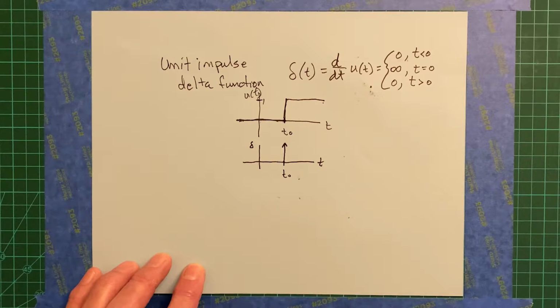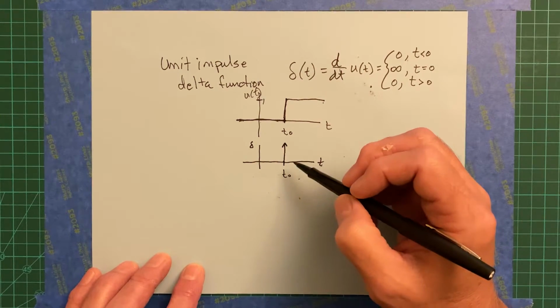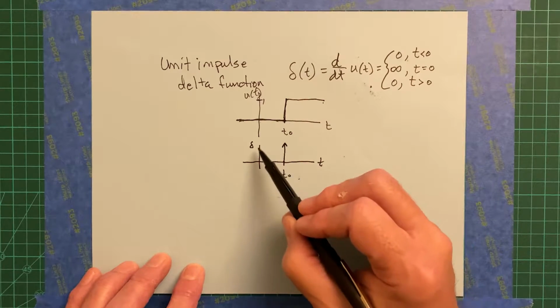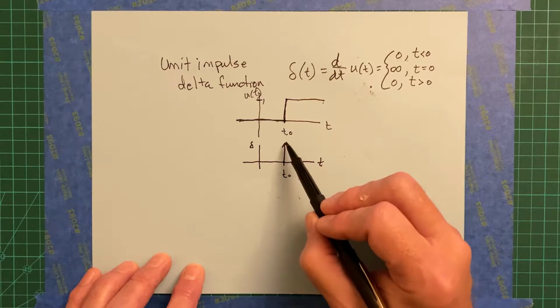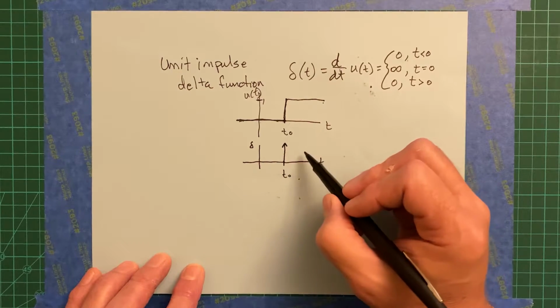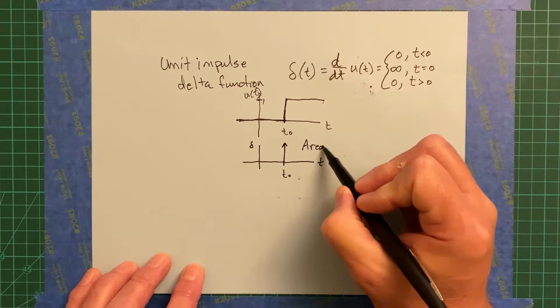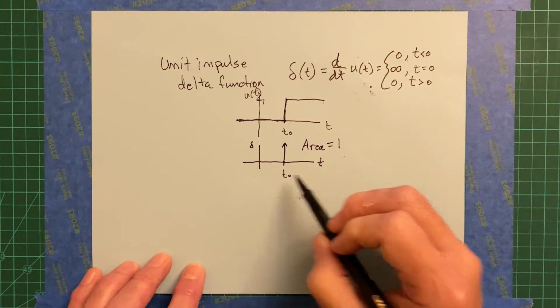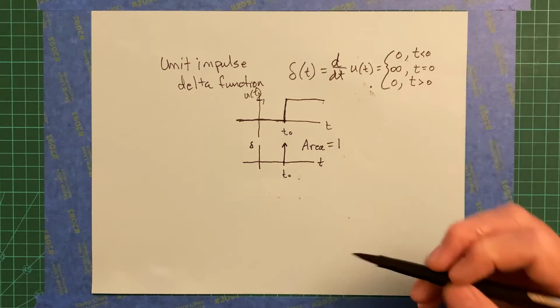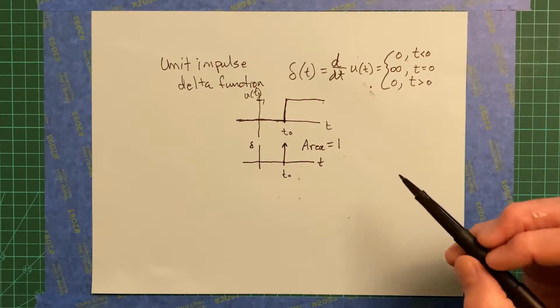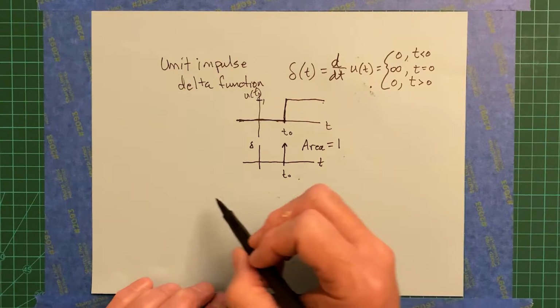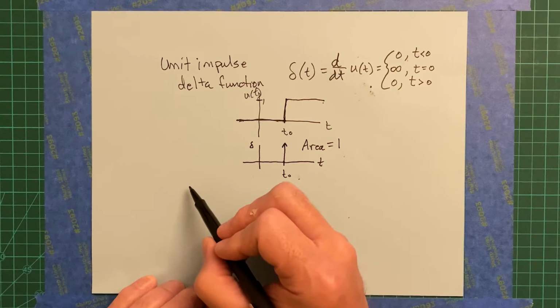Okay, but here's an interesting thing that you want to remember. Even though it goes to infinity, the area under the curve, in other words, if I were to integrate this, I would find the area under the curve, and the area is 1. So it's 0 everywhere except at t equals t naught. It's infinite at t naught, but it has an area of 1, and that's what makes it useful, so that you can use it in functions like this.